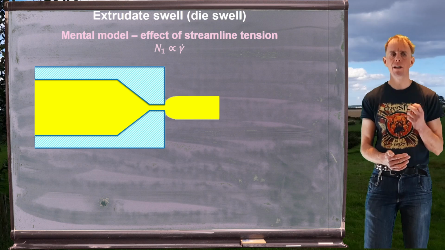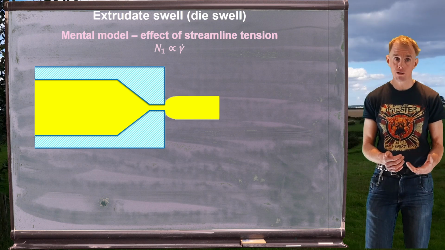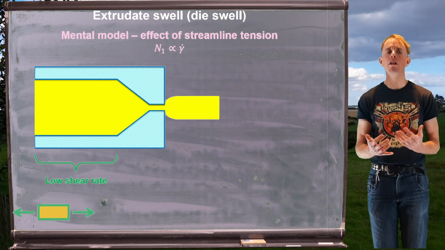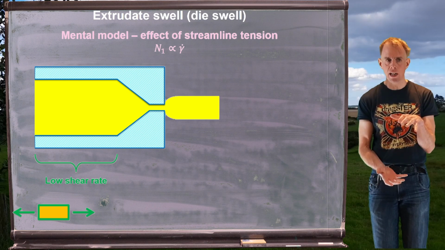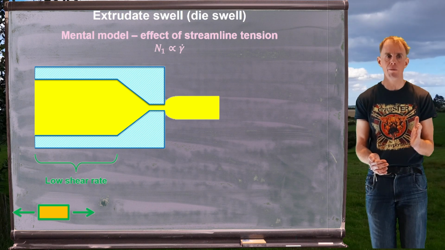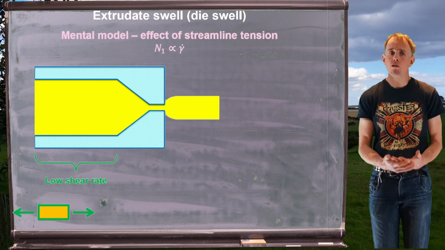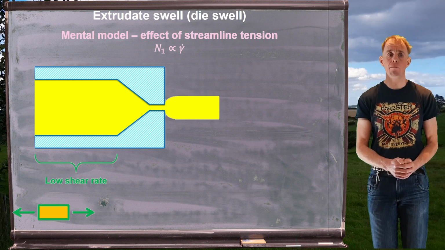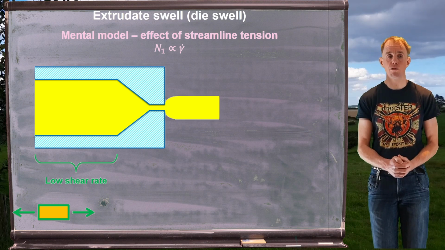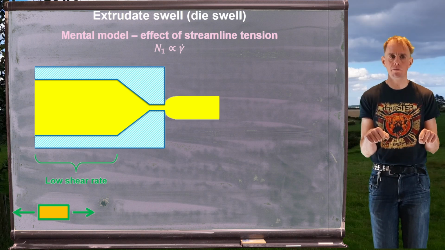And now let's think about the levels of shear rate, hence first normal stress difference, in each of these three zones. So in this first zone, I've called it a low shear rate zone. I've got a relatively large diameter, there'll be relatively low flow velocities because I've got a constant volumetric flow rate and it's a large diameter. There'll be some shear stress for sure, but the levels are going to be low. Consequently, the first normal stress difference will be quite small. So there'll be some streamline tension, but not a great deal.